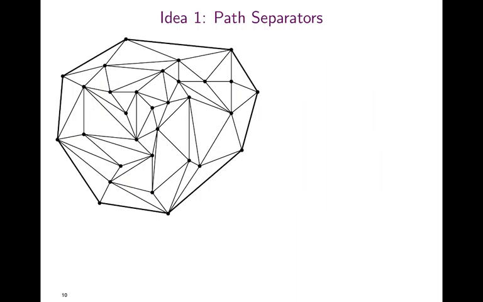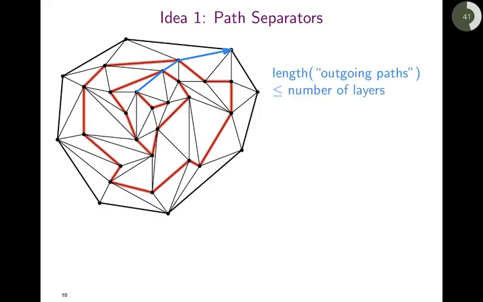So the first thing we can do is, in case we have few layers, let's say only 4, we can find path separators. Path separators are paths from the inside to the outside. At first, let's just see how they are defined, and let's see later how we can use them in an algorithmic scheme. So we just start from any vertex in the interior, and in each step we go one layer further to the outside. There are many ways to do that, but the key observation is that these paths are short. If we have few layers, they're bounded by the number of layers.